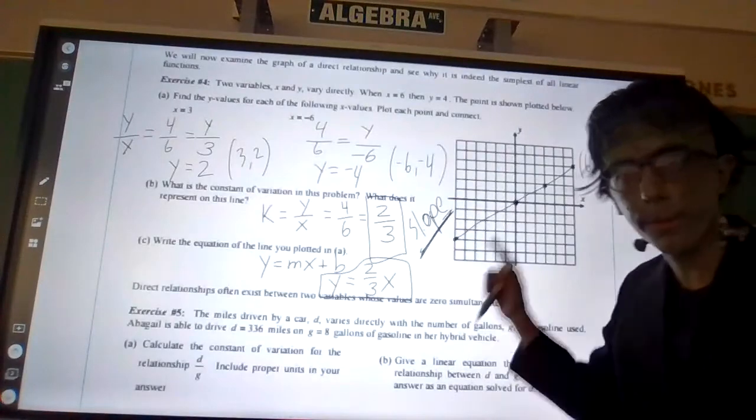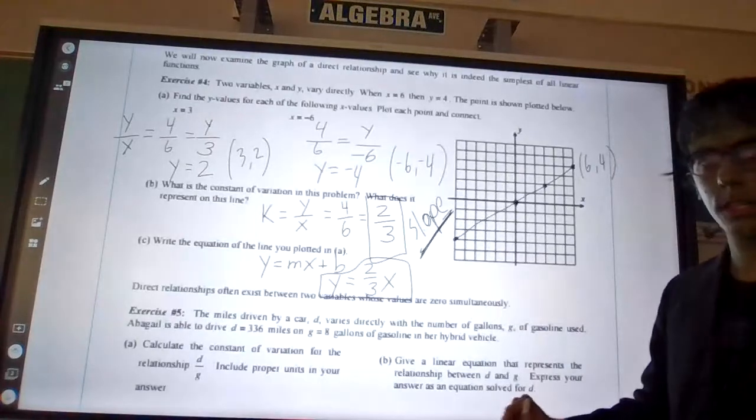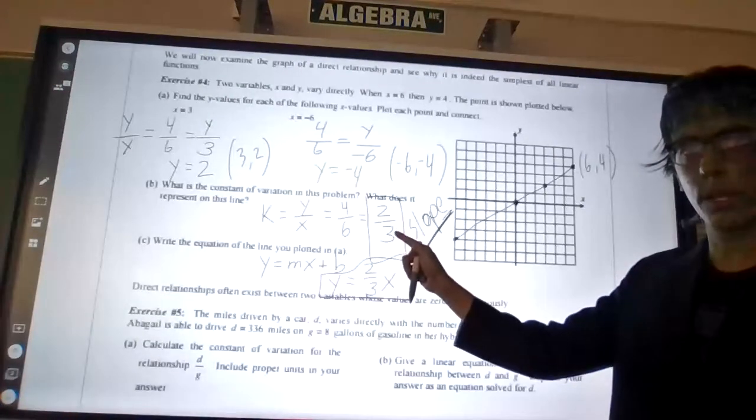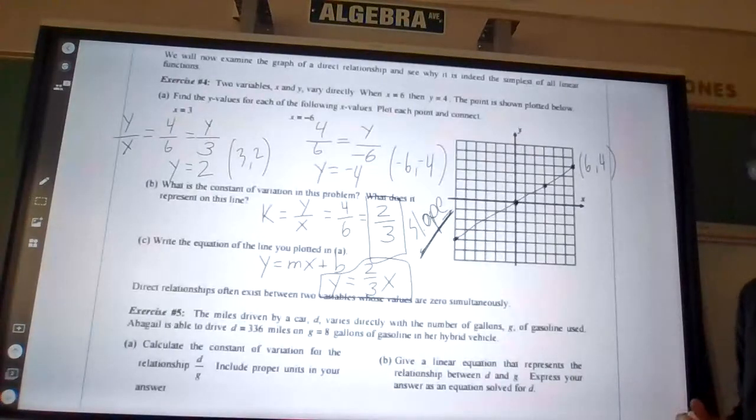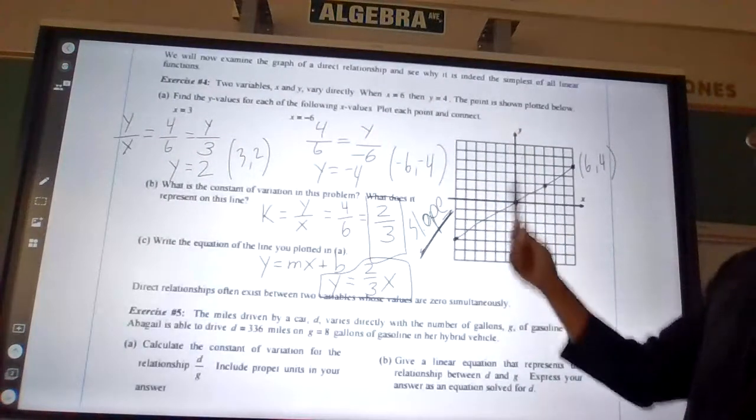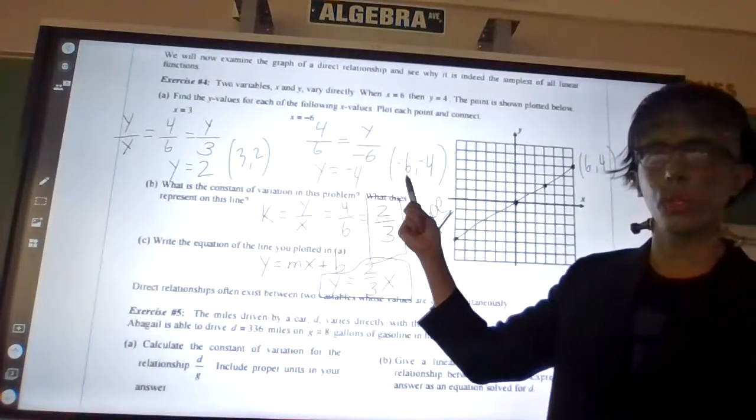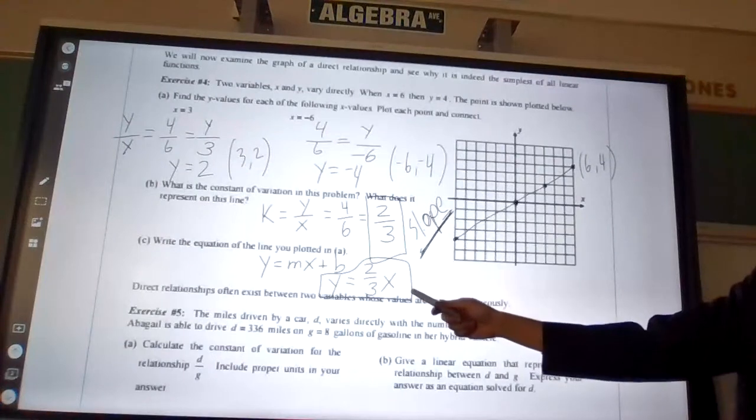So our equation for this line is y equals 2/3 x. M is our slope, 2/3 is our slope, which is also our constant of variation. So y equals 2/3 x. Each of these points that we have here, our original 6, 4, the 2 we plotted, 3, 2, and -6, -4, satisfy this equation.